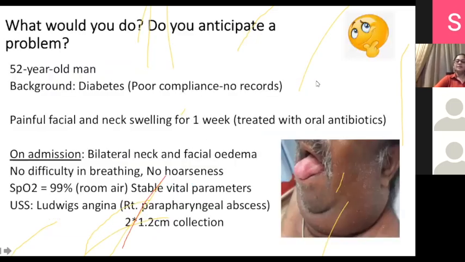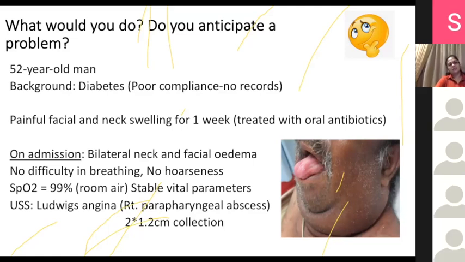Moving on. Now, this is a very, very interesting case, which actually happened not so long ago. Again, I acknowledge my colleague who actually gave this to us. There's a lot to learn from this case. Now, my question to you is, what would you do? And do you anticipate a problem? Think a moment. This is a 52-year-old man who's coming with a background of diabetes. He had no records, and his compliance seemed poor. He presented with a painful facial and neck swelling for 1 week, for which he has been getting oral antibiotics from outside.